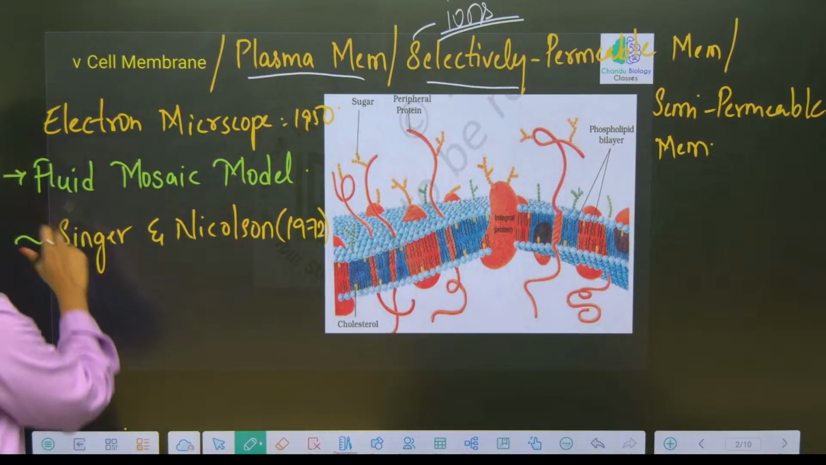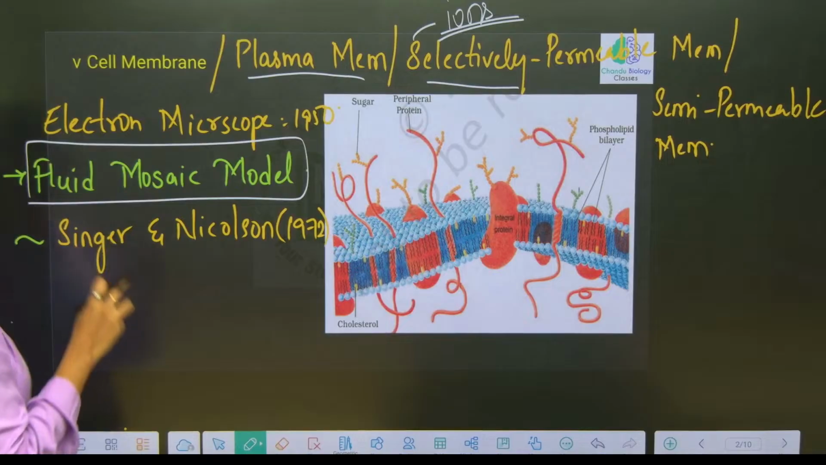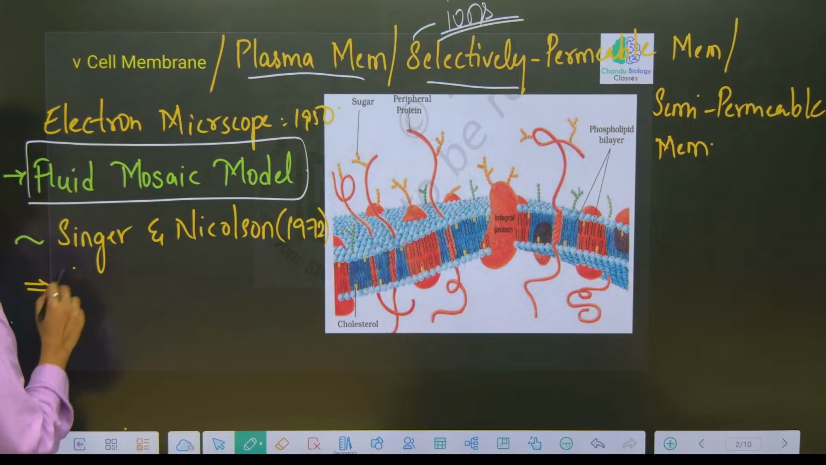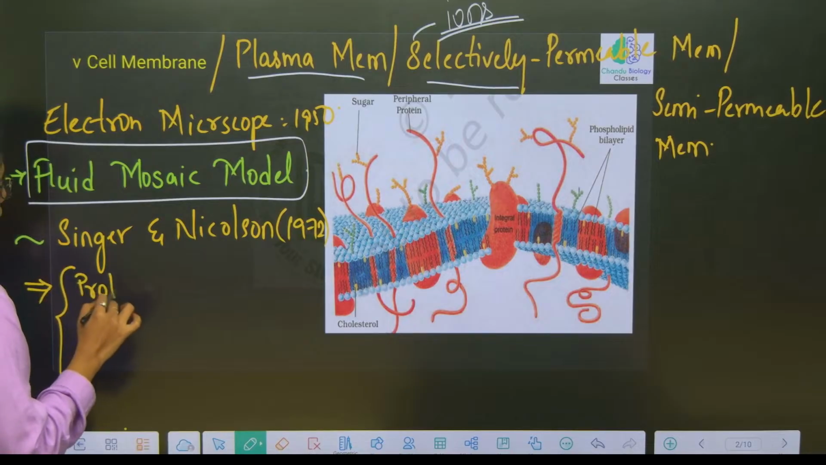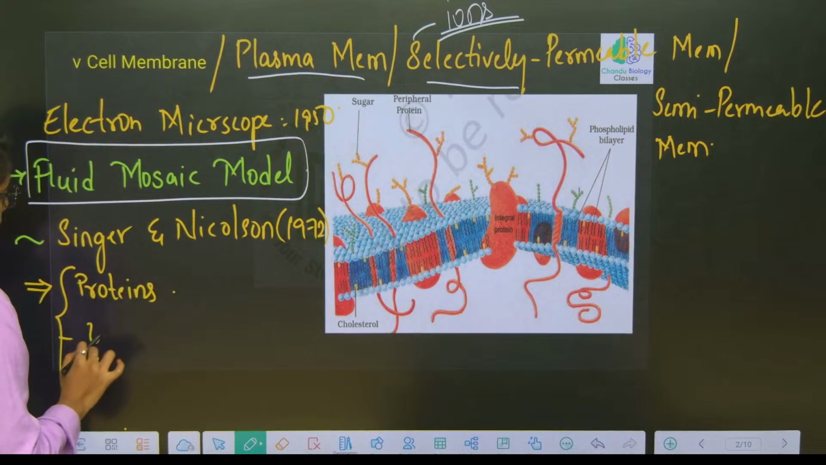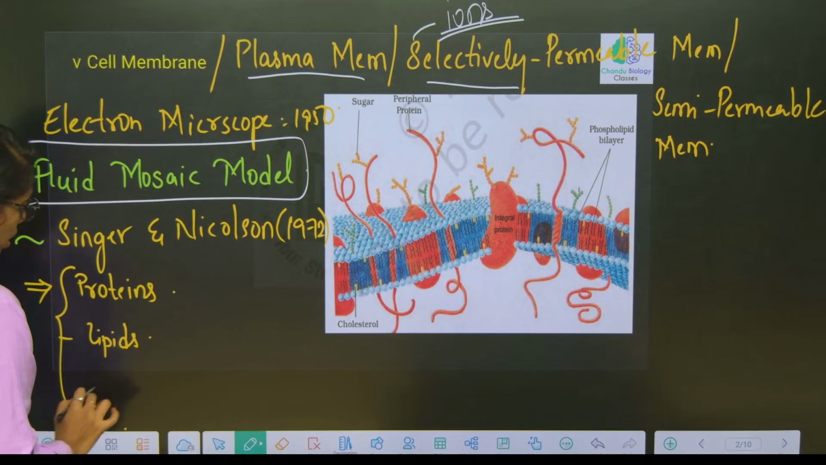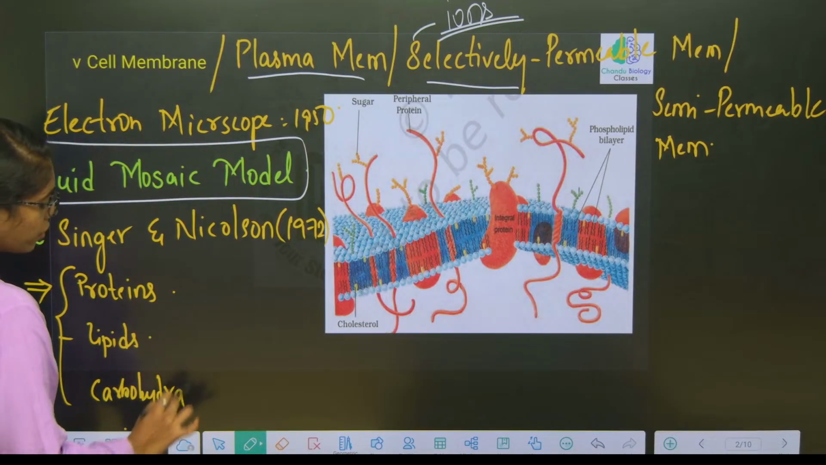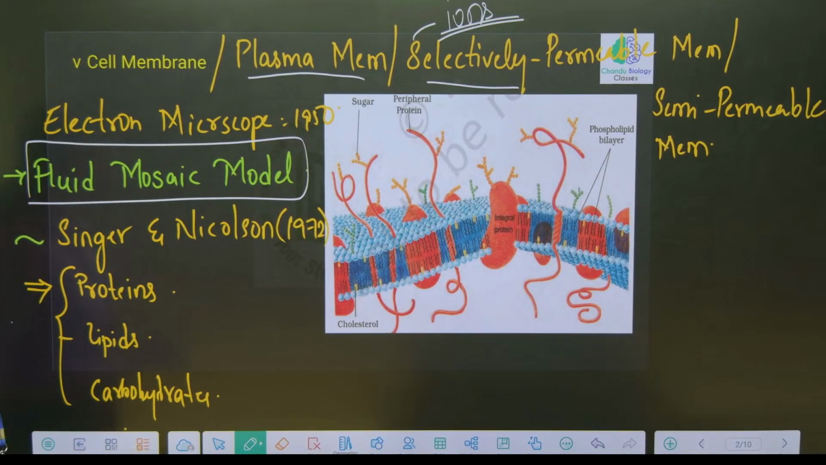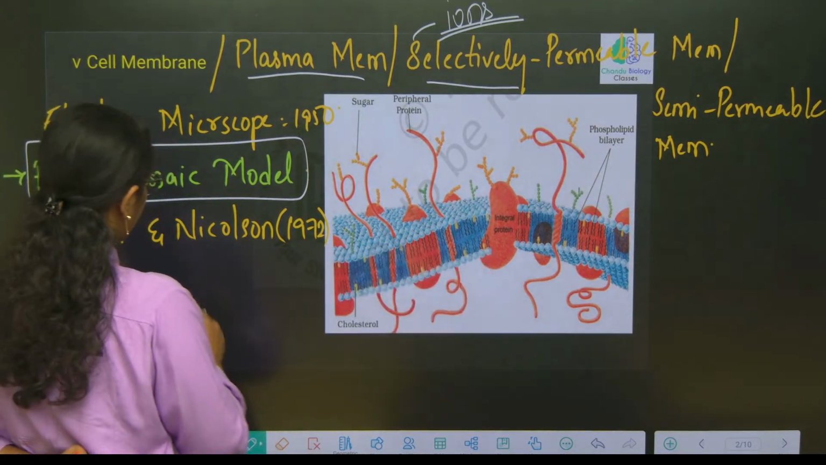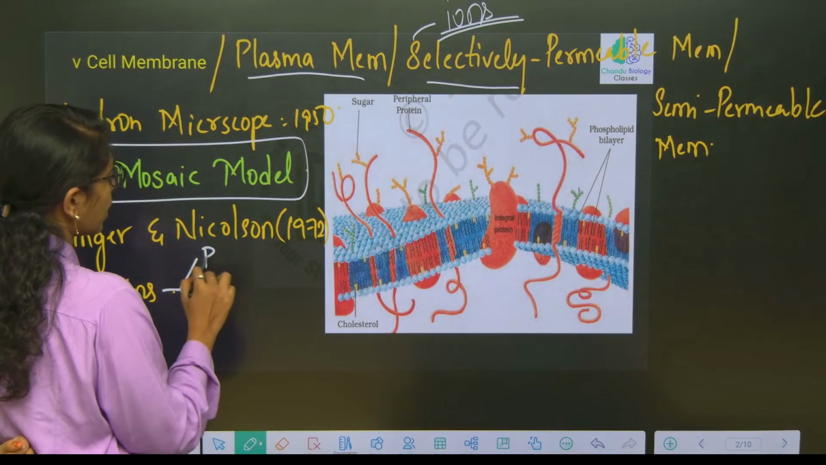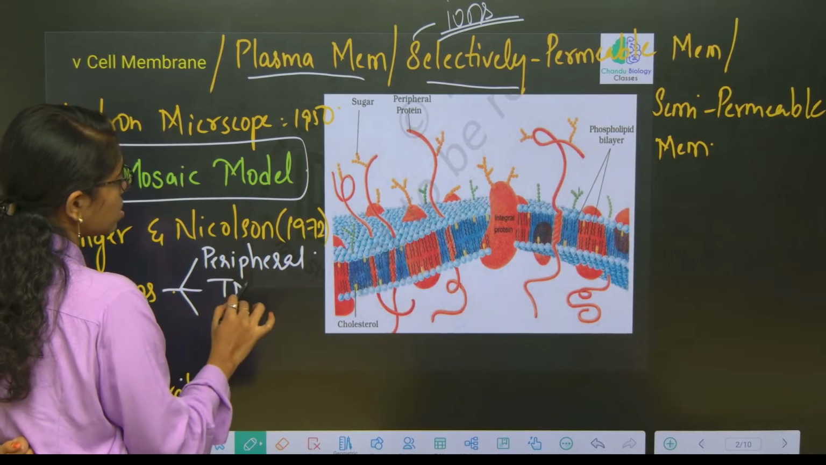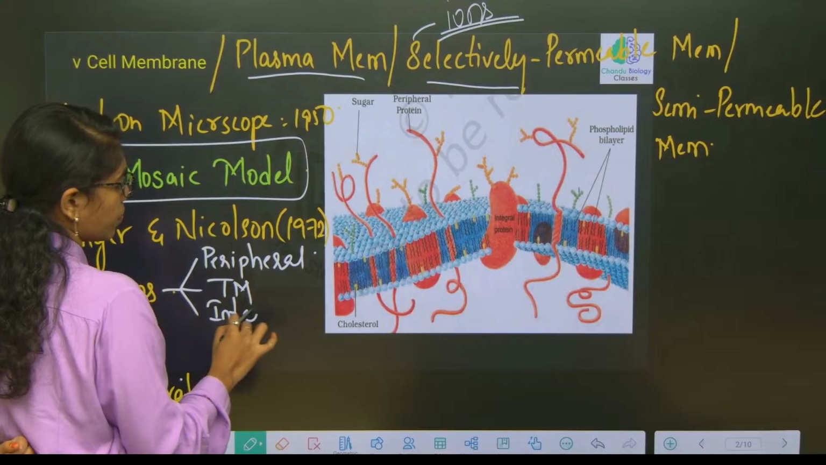In this model, it is clearly explained what the components of the cell membrane are. These include proteins, lipids and carbohydrates. These are the components of a lipid bilayer. Proteins include three types of protein molecules. They can be peripheral proteins, transmembrane proteins and integral proteins.